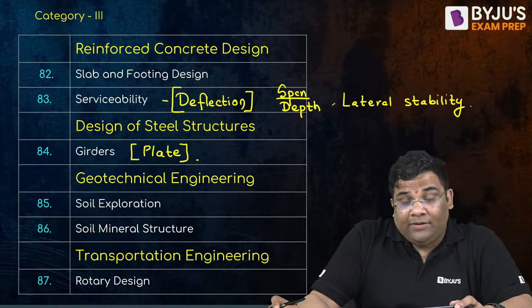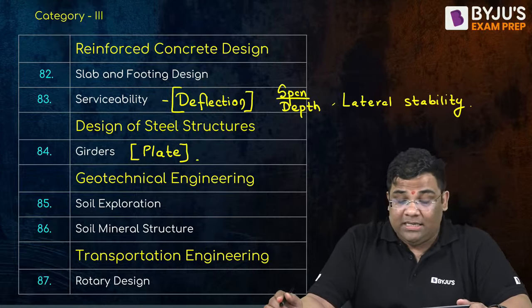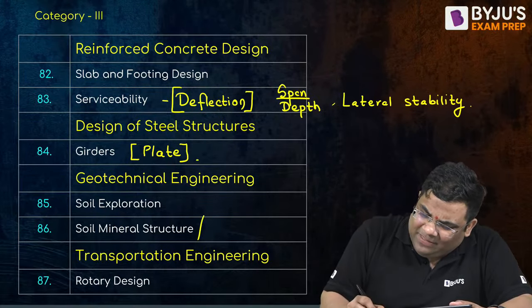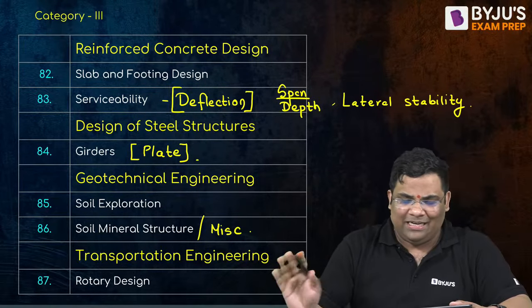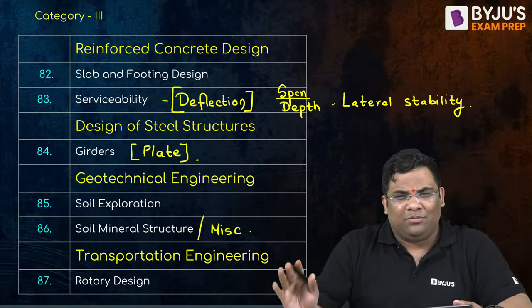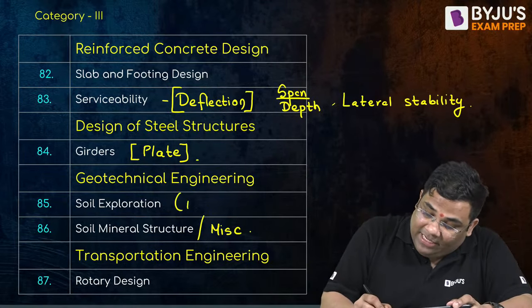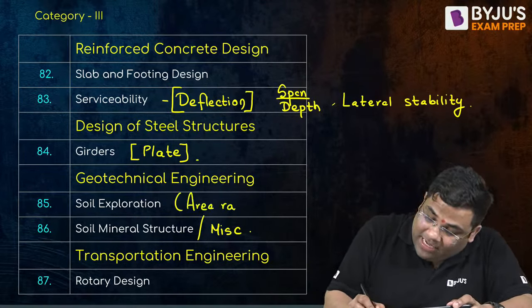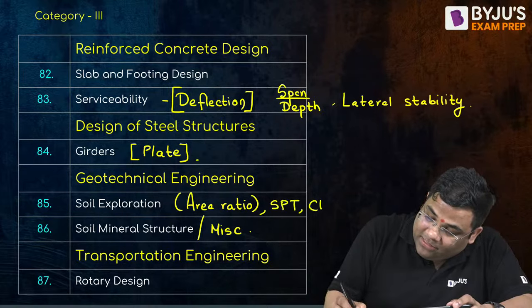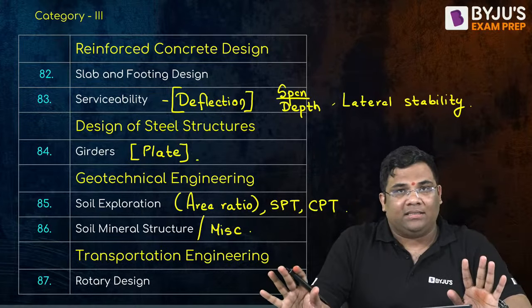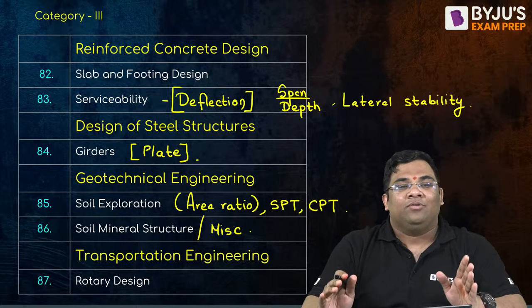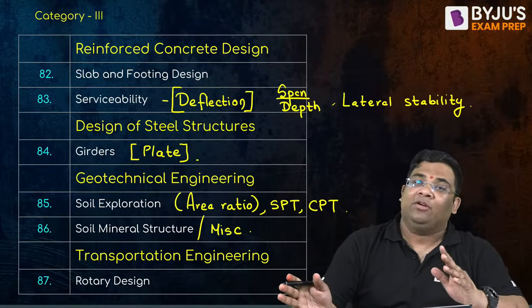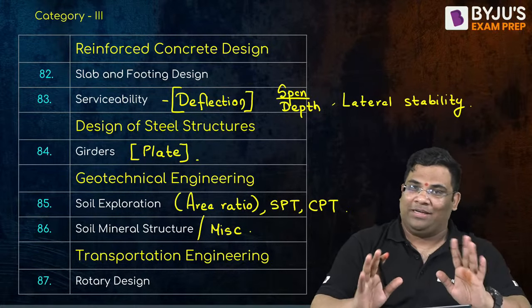Then in geotechnical engineering, we have soil exploration and soil mineral structure. I can say mineral structures and small miscellaneous topics in geotechnical engineering can go in category 3. In soil exploration, the area ratio and all, obviously they can ask. SPT, CPT, cone penetration test, all these things they can ask. Don't leave them, but you should not study soil exploration first and leave consolidation. That is not wise, okay?